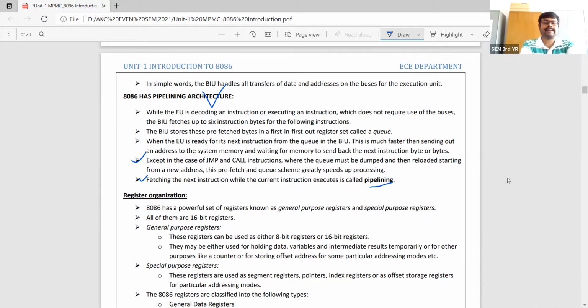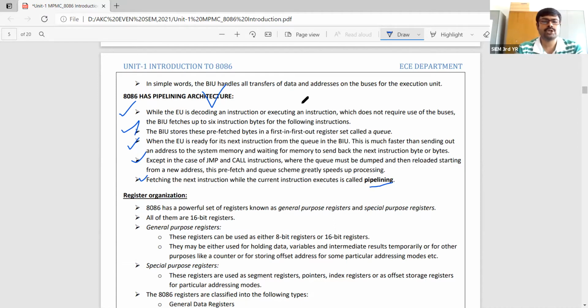In the case of pipelining architecture, what are the different points I have mentioned? Just briefly, we can go through the bullet points, the five points we have mentioned. First point, while the EU is decoding an instruction or executing an instruction which does not require use of the buses, so the data channel requirements are not there, the BIU fetches up to 6 instruction bytes for the following instructions.